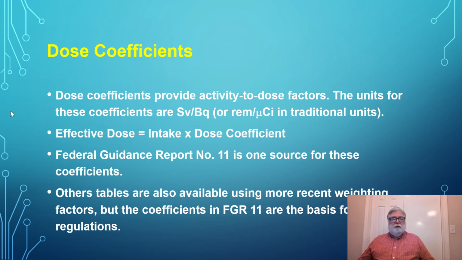And we talked about that the effective dose is going to be the intake times the dose coefficient that's in those tables. I showed you one source of information, Federal Guidance Report number 11. It shows a number of coefficients. Other tables exist. ICRP reports in recent years have used updated tissue weighting factors, updated radiation weighting factors to provide new tables, and they're out there. But for most of us, we work in a world regulated by the Nuclear Regulatory Commission, and in that environment, we need to use the numbers that are in FGR11, because that's the basis for the regulations.